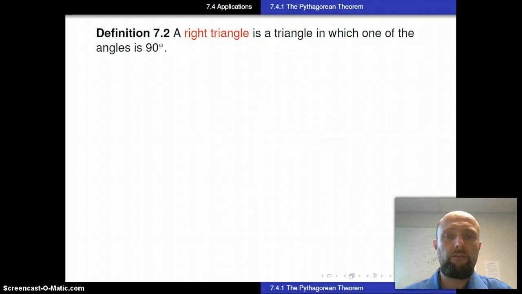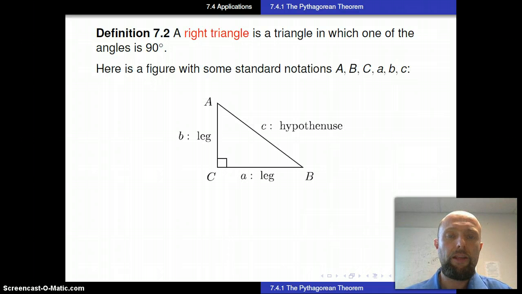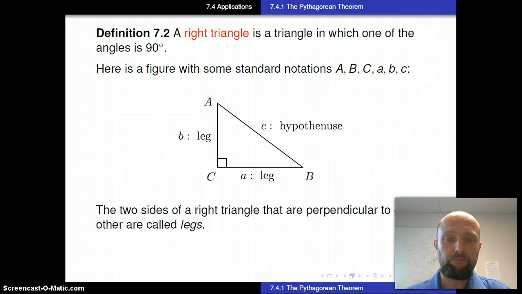A right triangle is a triangle in which one of the angles is 90 degrees. Here is a figure with some standard notations. We use capital letters A, B, C for the vertices of the triangle, and C is the right angle. We use small letters a, b, c for the sides of the triangle.